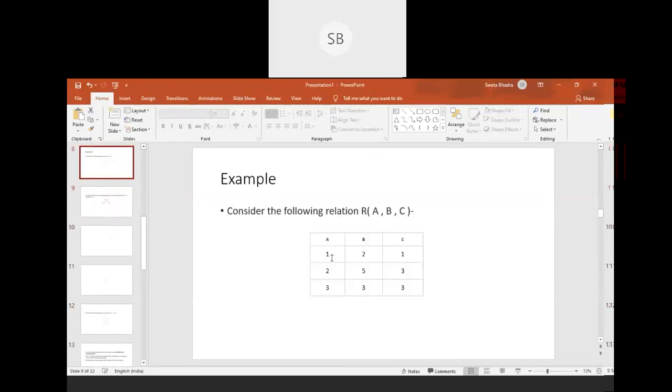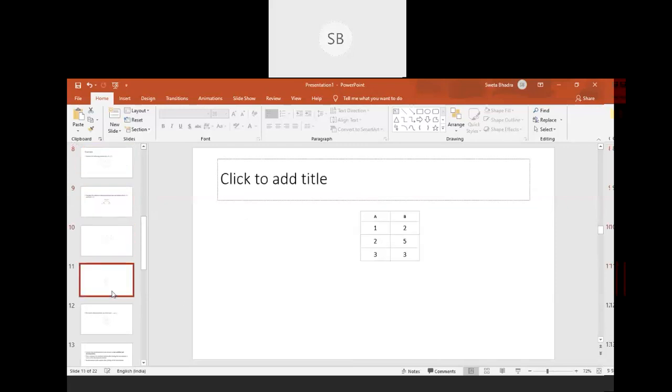So the table has been broken down into 1, 2, 2 and 5, 3, 3 and 2, 1, 5, 3, 3, 3. Okay, so these are the two tables you have, right?